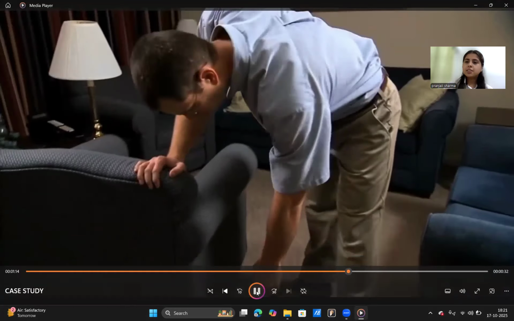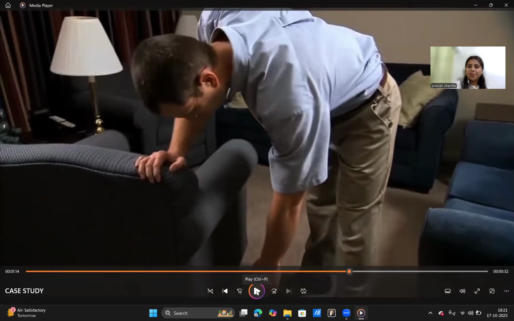This is active movement, in which the patient is just performing the movement by themselves without any assistance. The hand is here without any assistance. The patient is performing the movement by themselves. This is active movement.